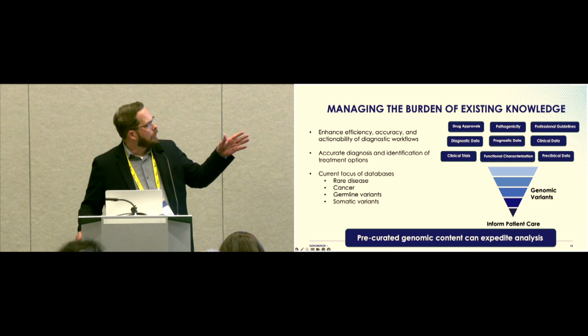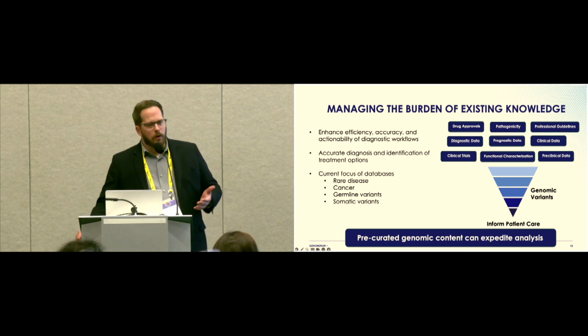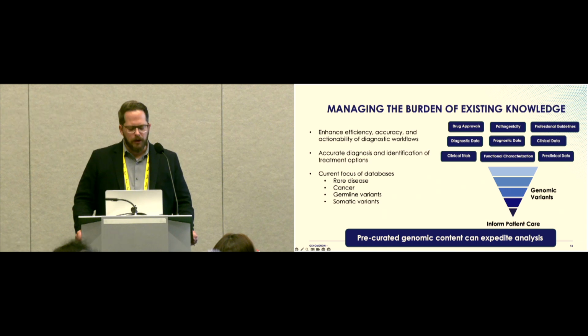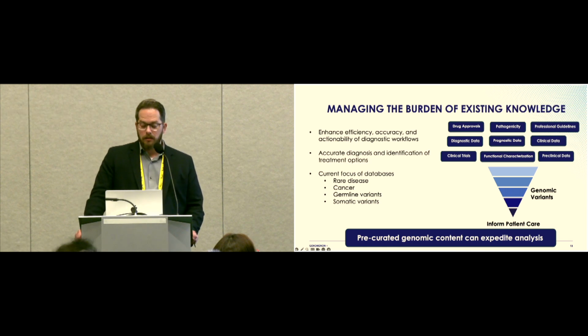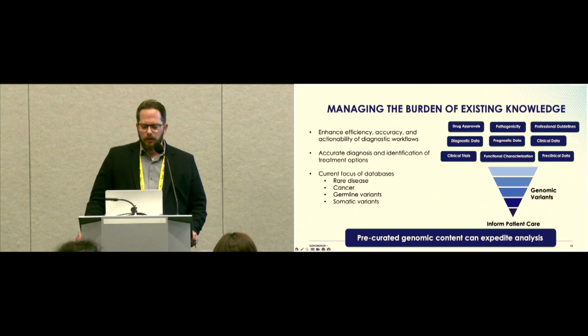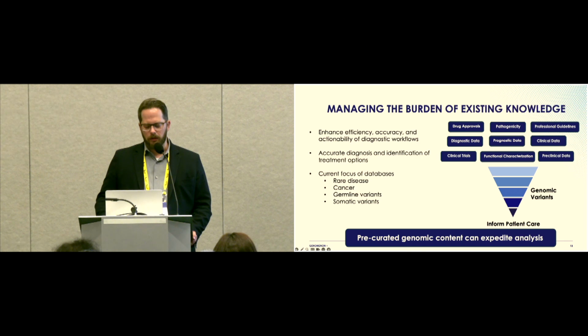So without reading through all of them, it has to do with drug approval data, variant pathogenicity, conformity to guidelines, diagnostic data, including clinical data from the patient or the patient's case, prognostic data, trial data, et cetera. All of that needs to be figured into this funnel as you're interpreting these variants to divine which of the variants are causative, which of them will inform patient care.